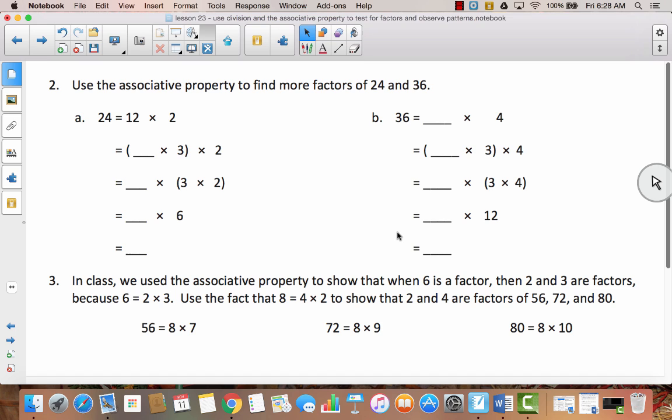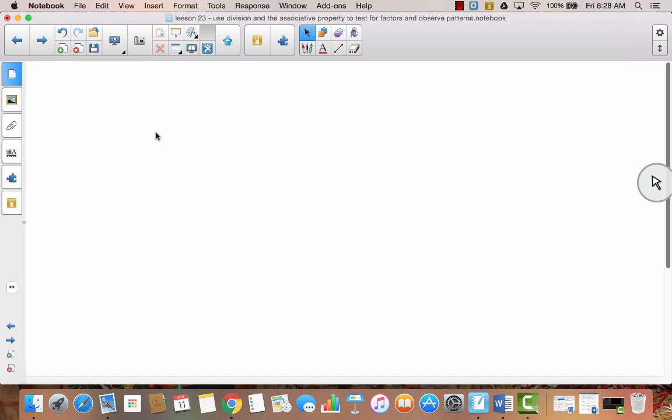All right, so we're going to talk about the associative property. The associative property tells us that it doesn't matter which numbers you multiply first whenever you break a number apart. So if I have 3 numbers in a row and I multiply them, let's just take a little mini break here for a minute and talk about the associative property.